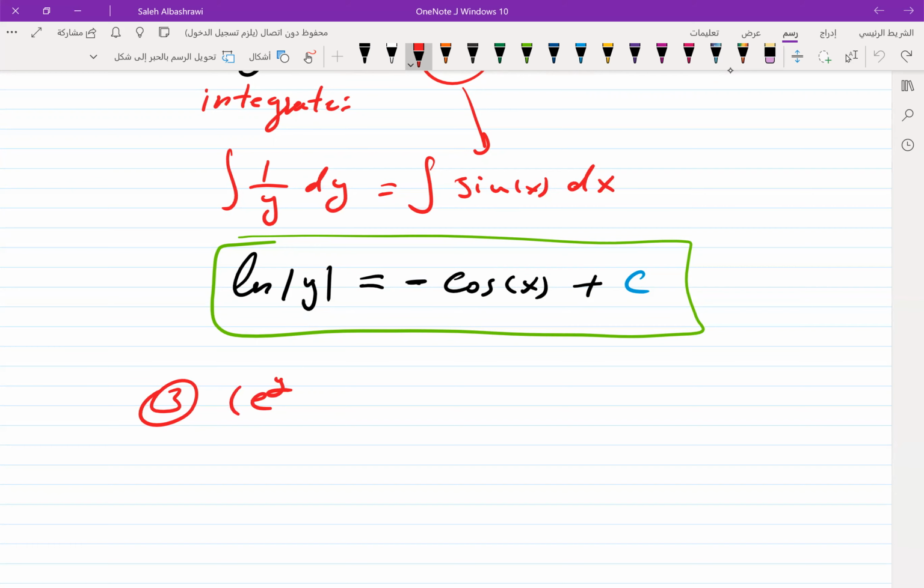e^y + x² e^y y' = e^y x. As we did before, we need to separate the variables x from y. For the left-hand side, we can take e to the power y as a common factor.